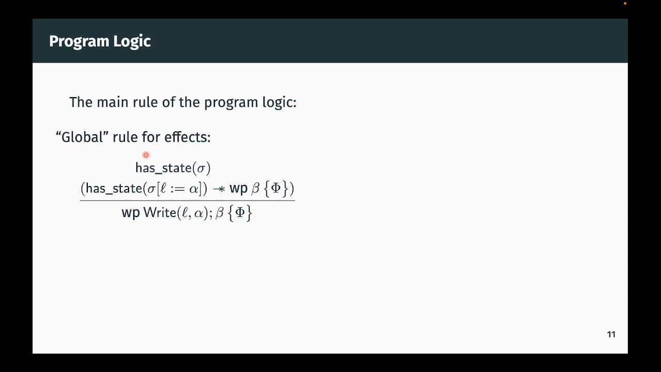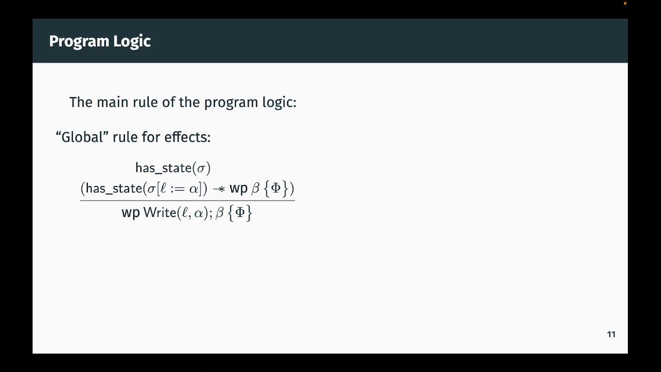First of all, we need to provide a predicate has state, sigma, which says that the internal state for this store effect is sigma. And the second thing we need to do is provide a proof of beta, the continuation, assuming that we have an updated state, where we have actually written alpha to the location L. So this is a symbolic execution rule for the write operation.